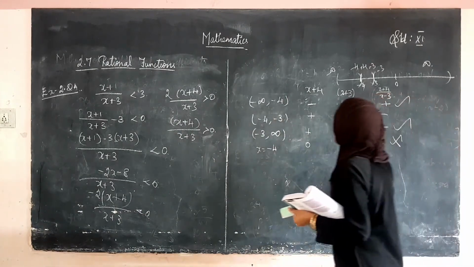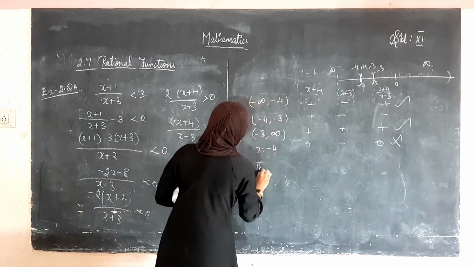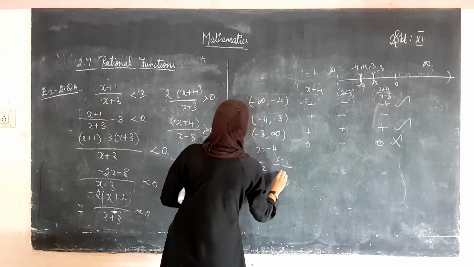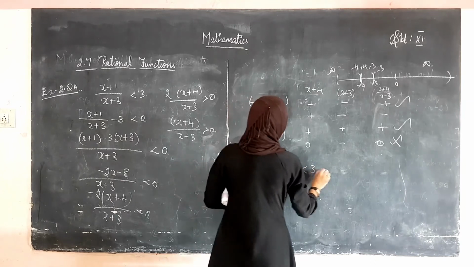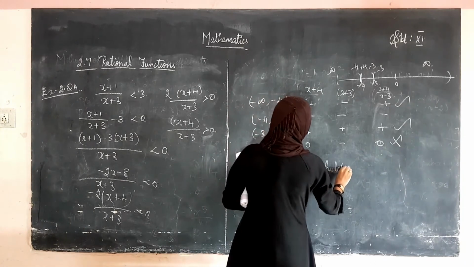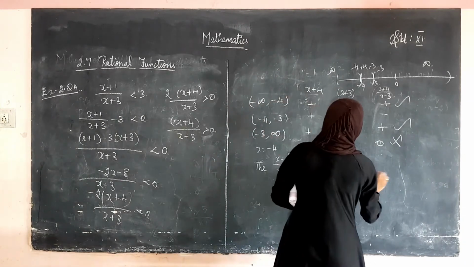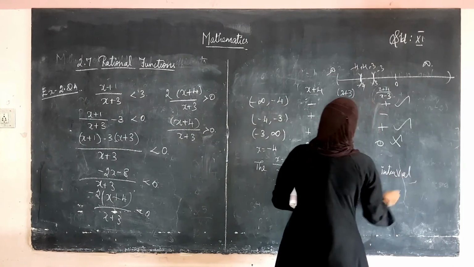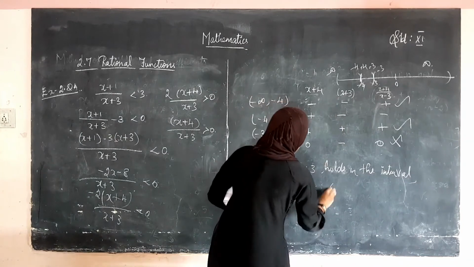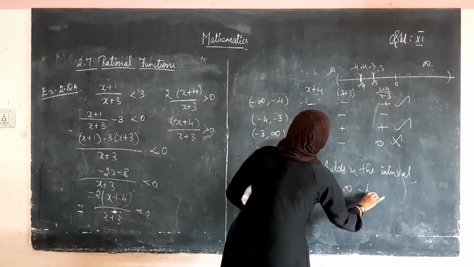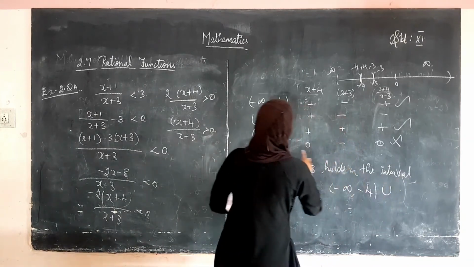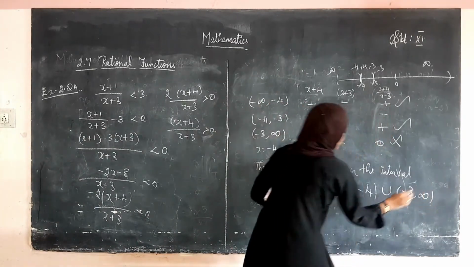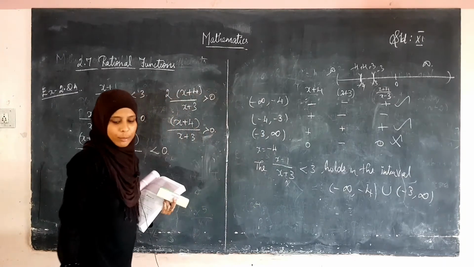So you have to write in words. So the inequality, that means you have to write, x plus 1 divided by x plus 3 less than 3 holds in the interval. What is the interval? That is minus infinity comma minus 4 union minus 3 comma infinity. Okay, this is how we have to do the sum.